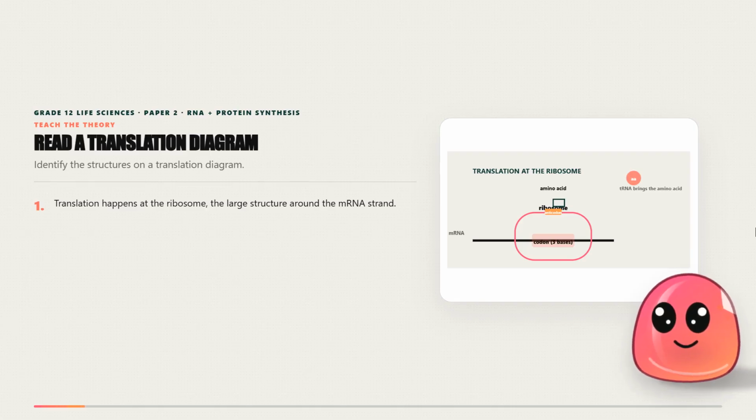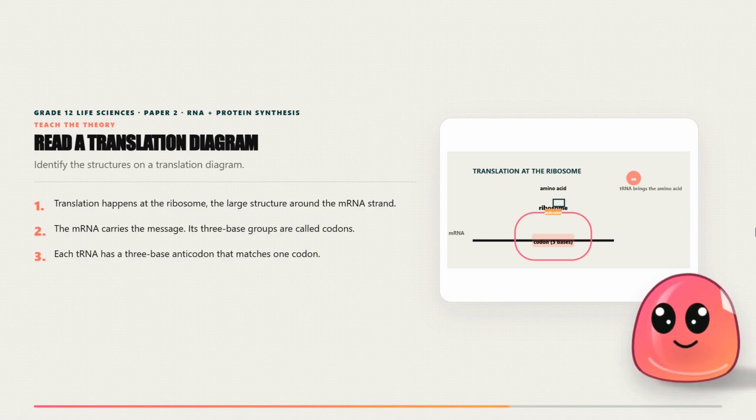Translation happens at the ribosome, the large structure wrapped around the strand. The bases are read in groups of 3. On the messenger RNA, a 3-base group is a codon. On the transfer RNA, the matching group is the anticodon. That is the most common label swap on the diagram. Easy anchor, the codon sits on the message, the anticodon sits on the taxi that delivers each amino acid.